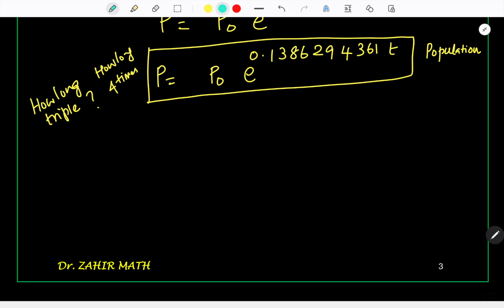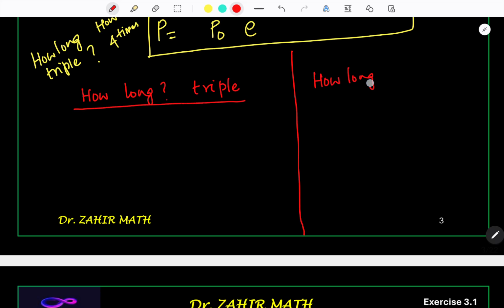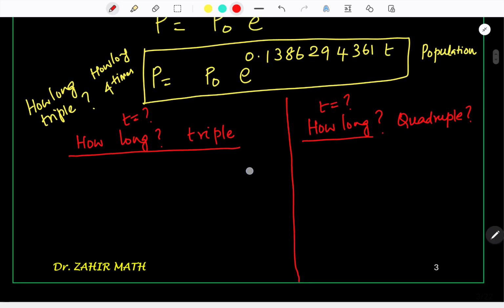So how many questions do we have? We have 2 questions. The first question is how long will the population become triple? This is the first question. And the second question is how long the population will be quadruple, Q-U-A-D-R-U-P-L-E, quadruple. It means they are asking T, okay. Right, let's go to the equation now.